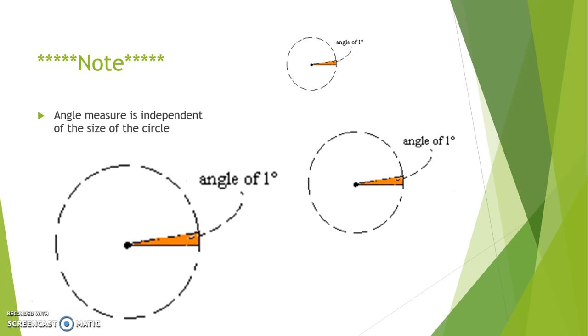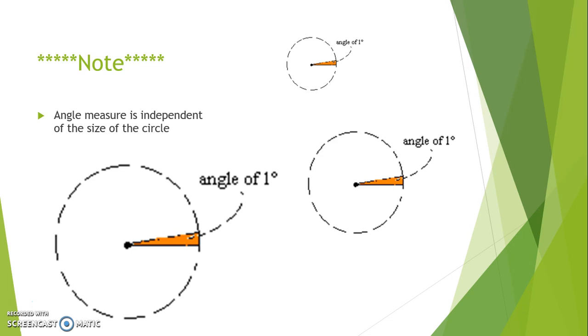Now, one thing to keep in mind is that the angle measure is independent of the size of the circle, which means that even if we change the size of the circle, an angle measure of 1 degree will still represent 1/360th of each one of the circles shown here.